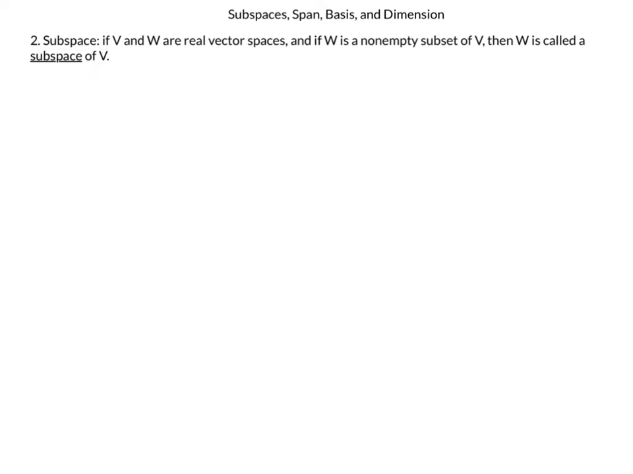I wasn't really going to talk about subspaces, but then the word subspace is all over the place, so I thought I should at least define it. It's actually a pretty easy concept. So V and W are real vector spaces. If W is a non-empty subset of V, and W is a vector space, then W is a subspace of V. It's a vector space, but it happens to be contained in V, so it's called a subspace of V.